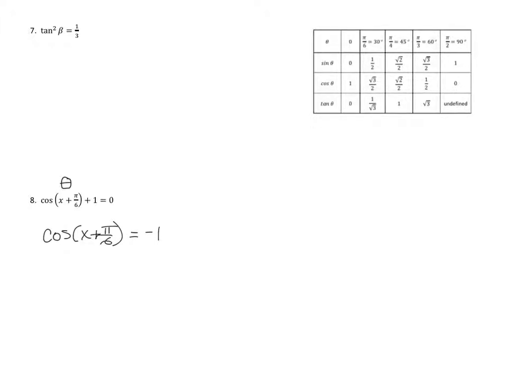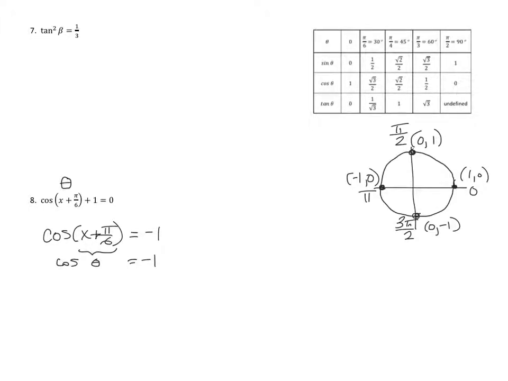Now remember, we're treating x plus pi over 6 like a theta. So it's like the cosine of theta. Where does it equal negative 1? So I've drawn my unit circle, drawing here where we have our points on the xy axis. And if you notice, the cosine is negative 1 right here at pi. So we can say that the cosine of theta equals negative 1 at pi.